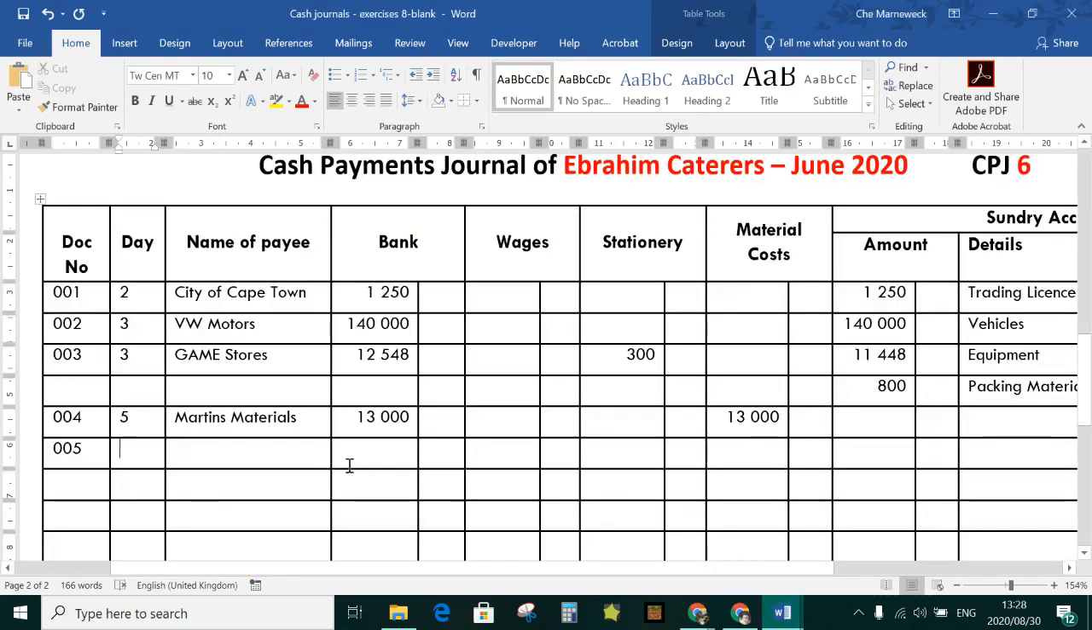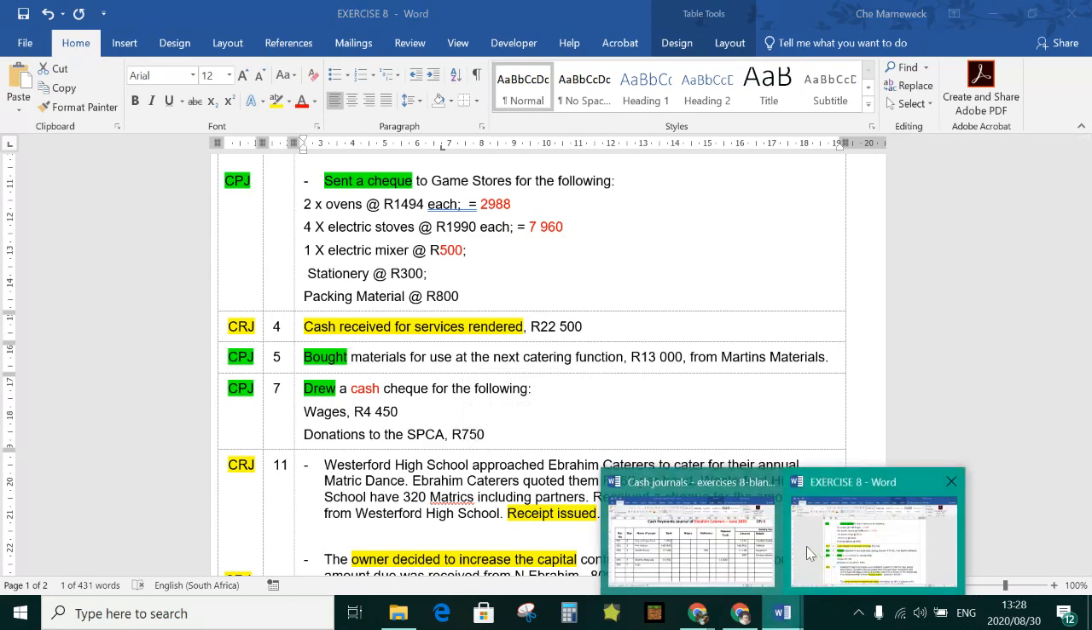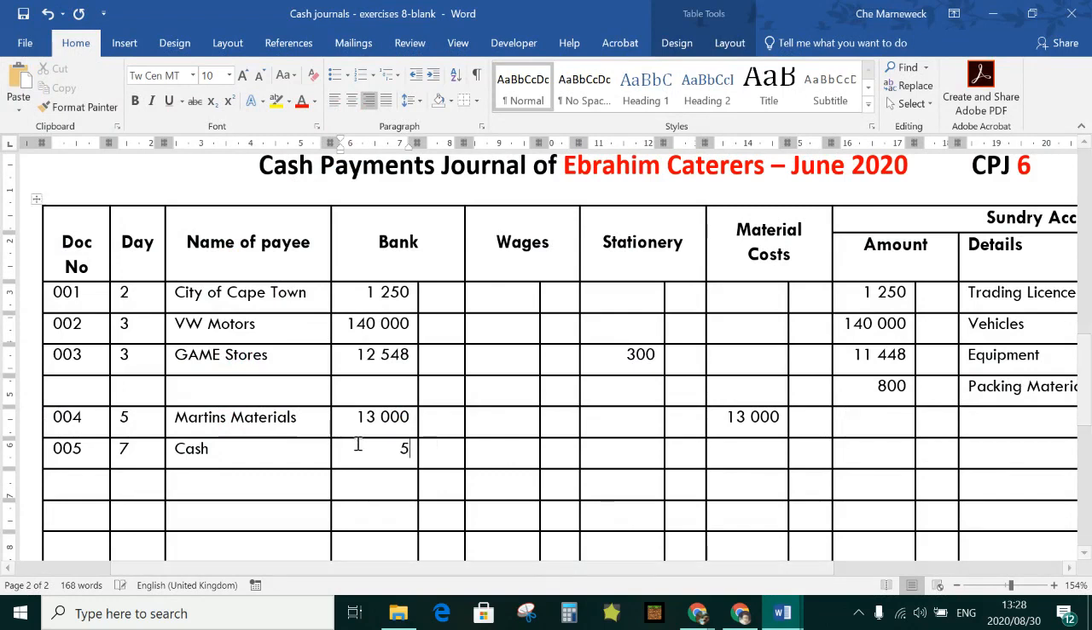So we go to our journal. This is happening on day 7. Cashed a check. And now we need to work out how much money we have paid. So we're going to add 4,450 plus 750 with our calculator. And you should get 5,200. So 5,200 Rand was the value on the check that we cashed.